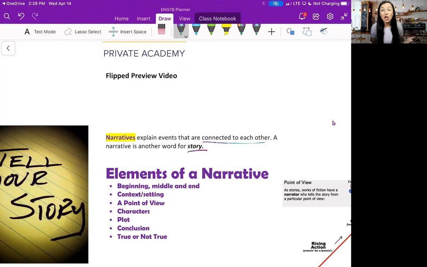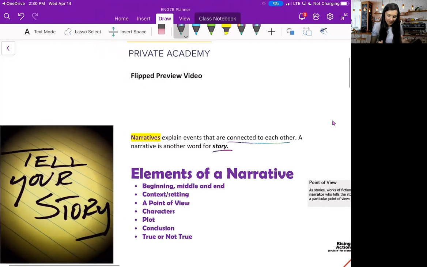So, like I said, you probably have written narratives before, you've definitely read narratives before. But today we're going to talk about the elements that go into a narrative. We'll talk about certain things to keep in mind as you're writing, depending on the purpose for your writing or how you are writing a narrative, what it's for. Okay, so let's look at the elements of a narrative.